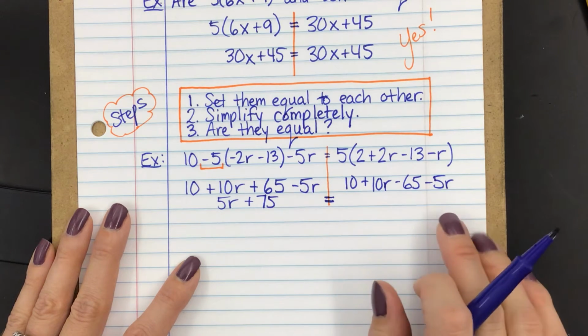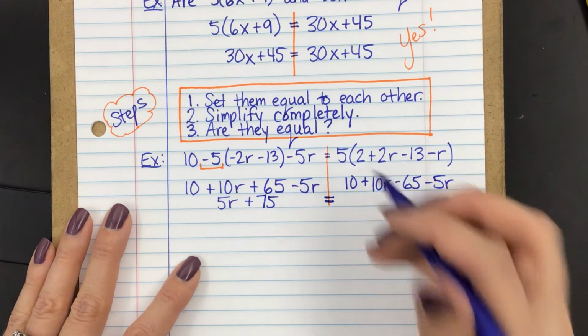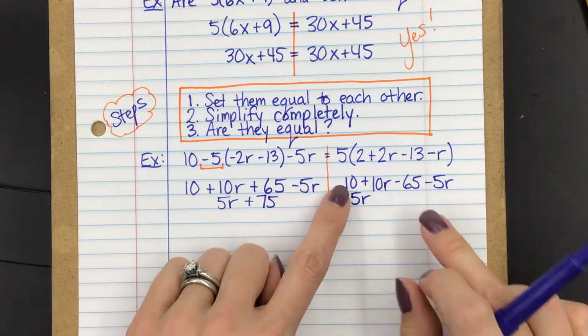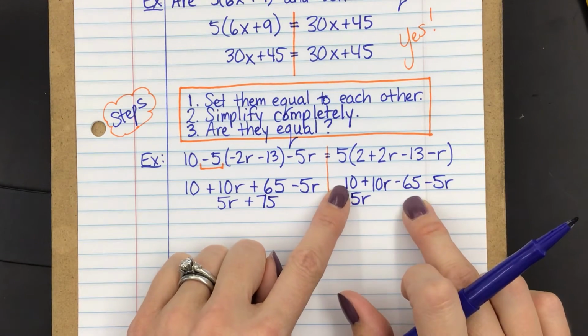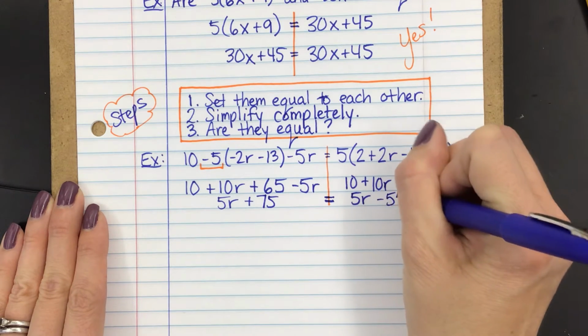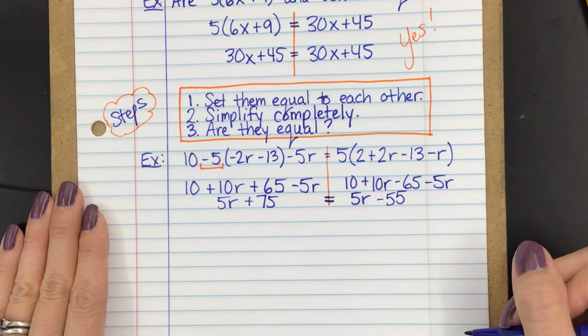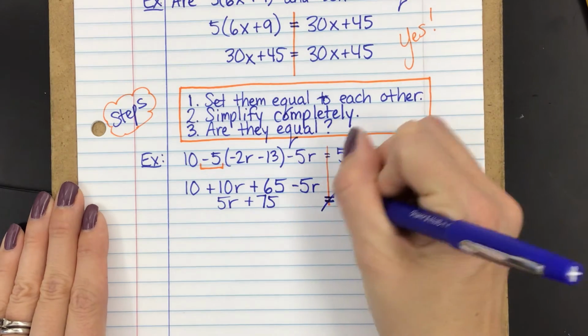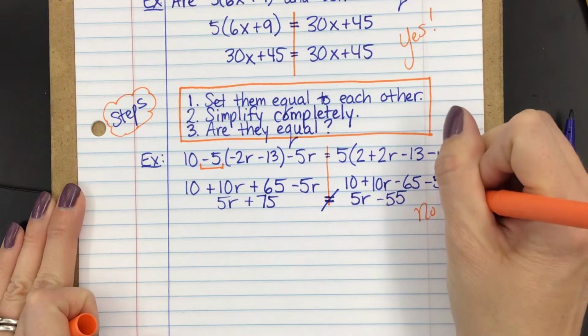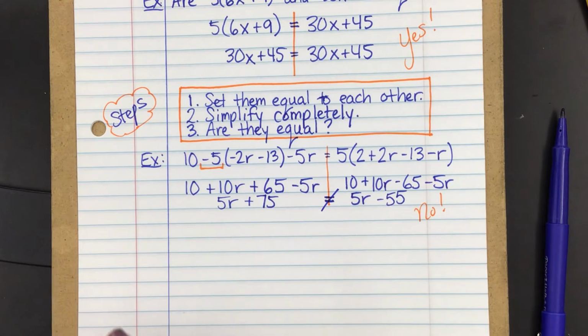And now I can combine like terms. So 10r minus 5r is 5r. And then 10 and -65 together is going to be -55. Are those the same things? No. So these are not equivalent. The answer is no.